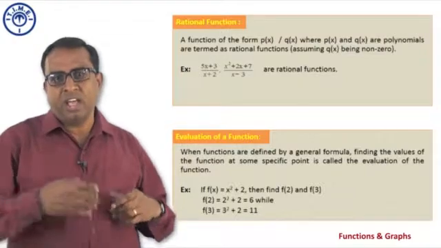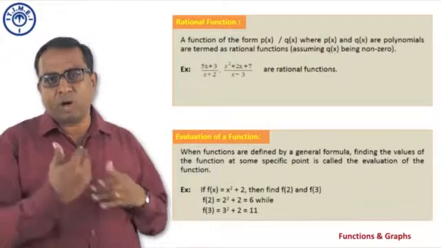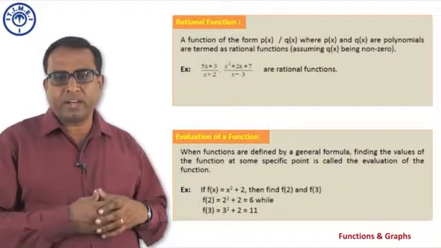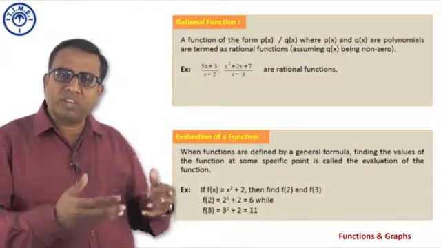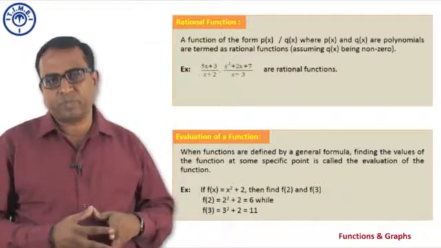Just as we say integer upon integer is a rational number, likewise a polynomial upon a polynomial is what we call rational functions. Something like (5x + 3)/(x + 2), or maybe (x² + 2x + 7)/(x - 3). These are examples of rational functions.